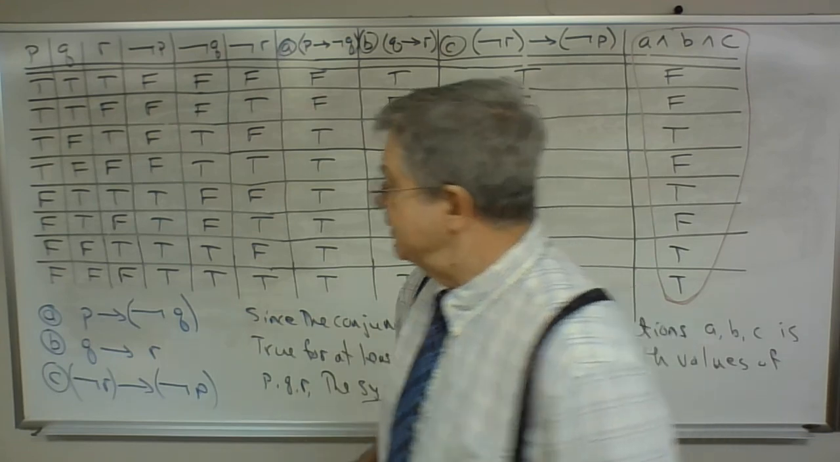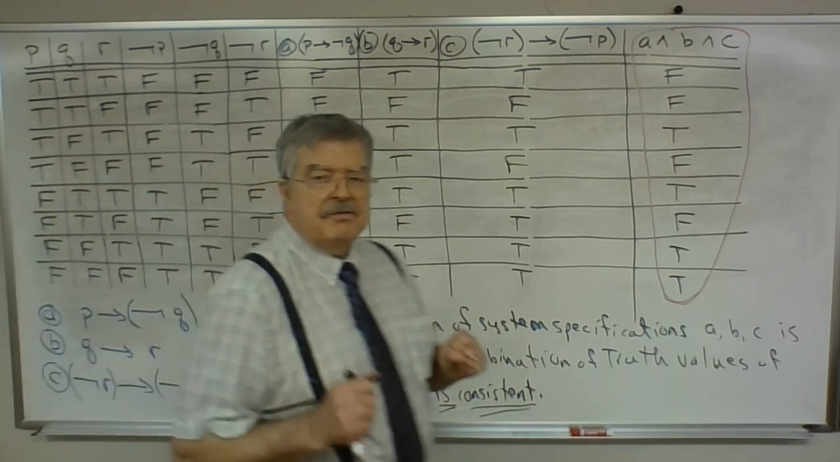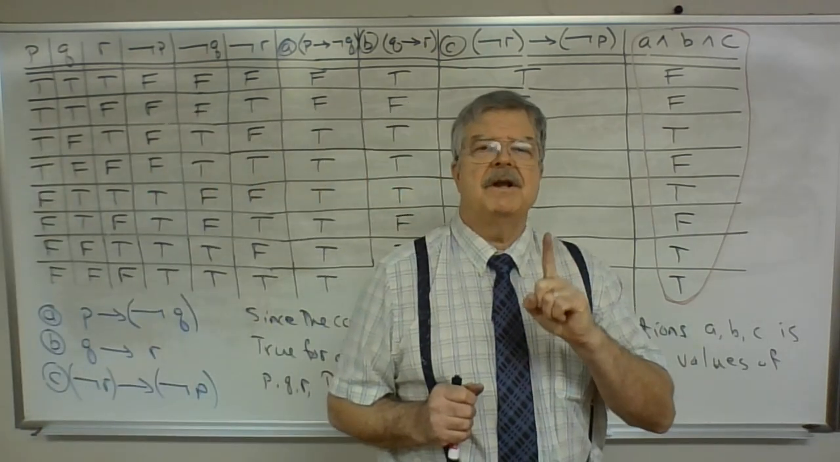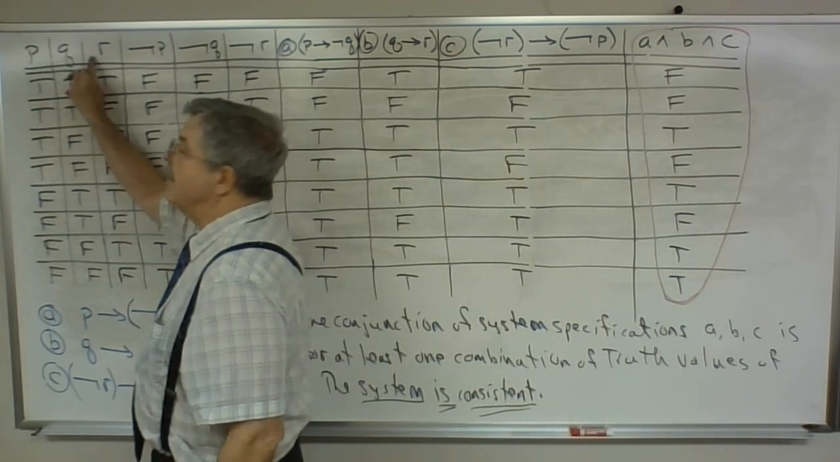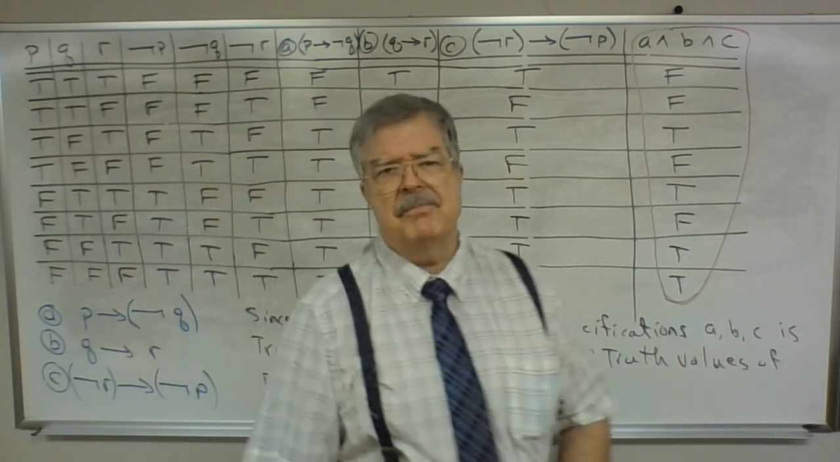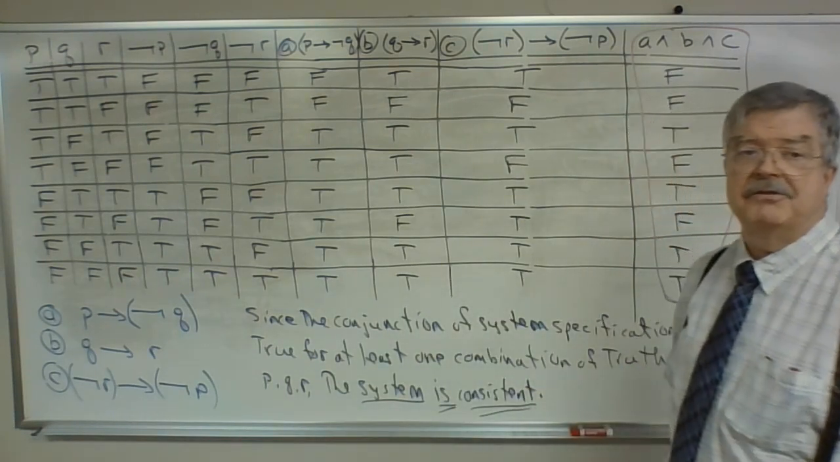The conjunction of these three system specifications is true for at least one combination of truth values of P, Q, and R, the simple statements that make up the system specifications. So this system is consistent.